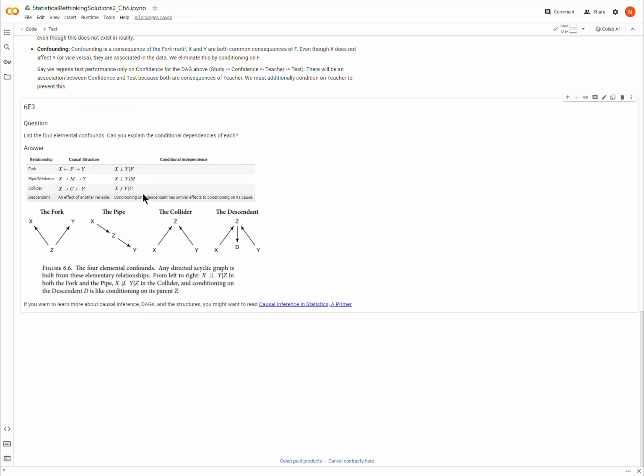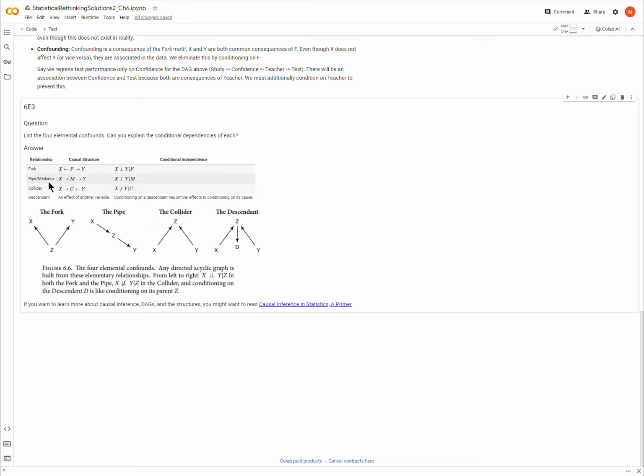So if this was a regression, if y was the outcome and x was a predictor variable, and f was affecting both of these, then we would predict that by having both x and f in the regression, there would be no association between x and y, right? Because we've conditioned on f in this case. If we omitted f from that regression, then there would be an association between x and y.